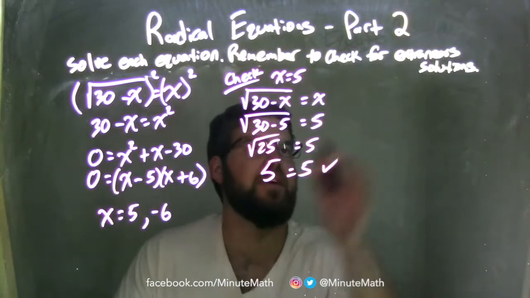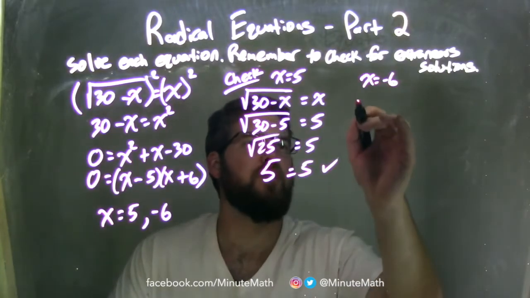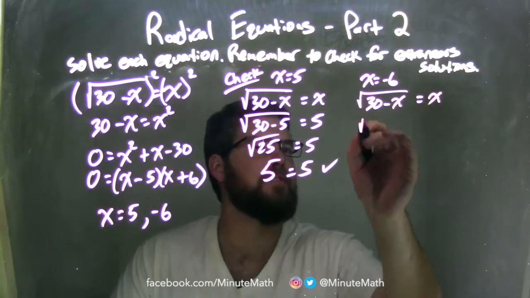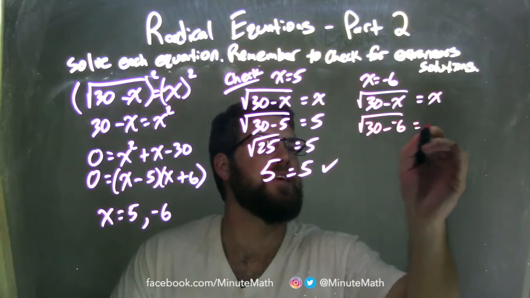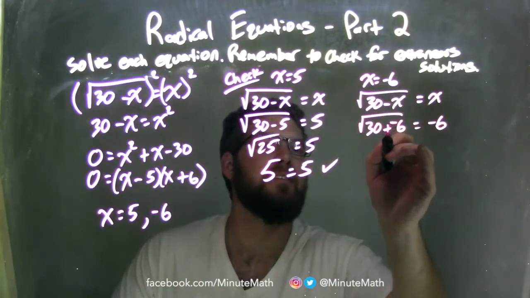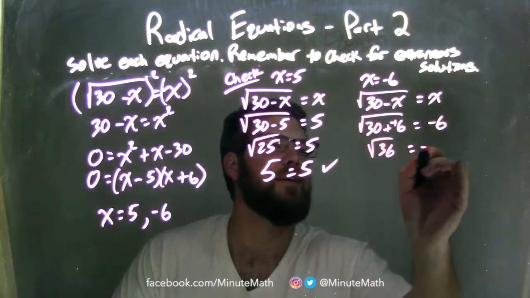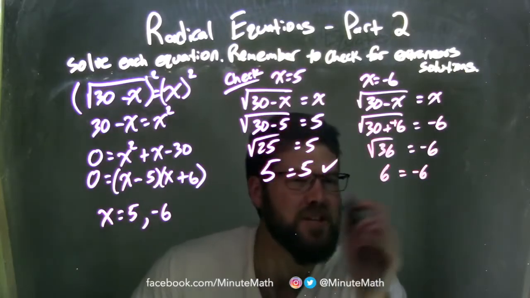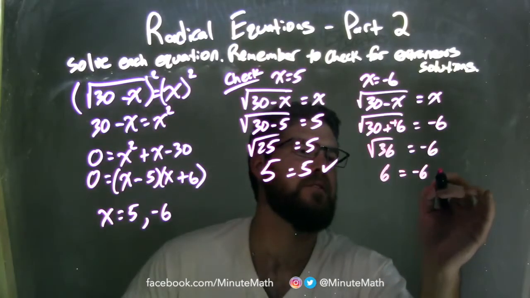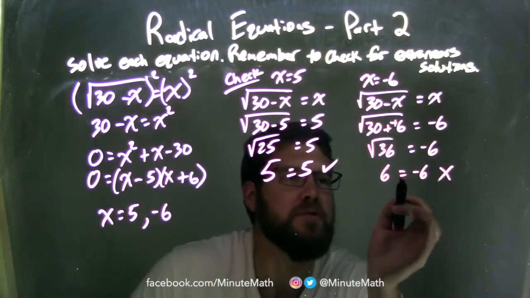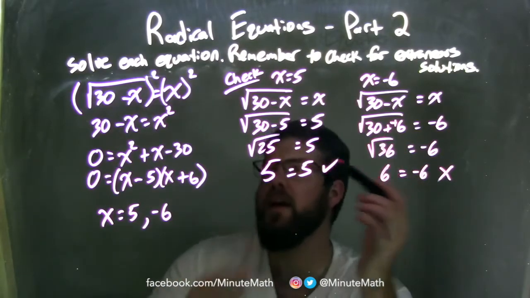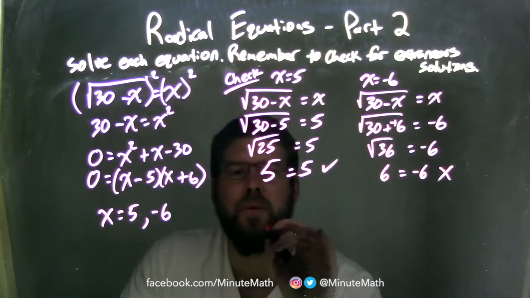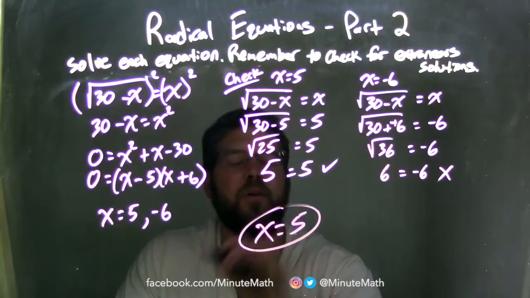Let's go check negative 6. I have x equals negative 6 here. Let's rewrite my equation: the square root of 30 minus x equals x. Plug negative 6 in for x. So we have the square root of 30 minus a negative 6 equals negative 6 on the right. Minus a negative is plus a positive, so the square root of 36 equals negative 6. The square root of 36 is positive 6, and unfortunately 6 does not equal negative 6. And so negative 6 is my extraneous solution, meaning that when I solved here, I got an answer, but when I checked, it didn't come back full circle. So it's extraneous. My only true solution is x equals 5.